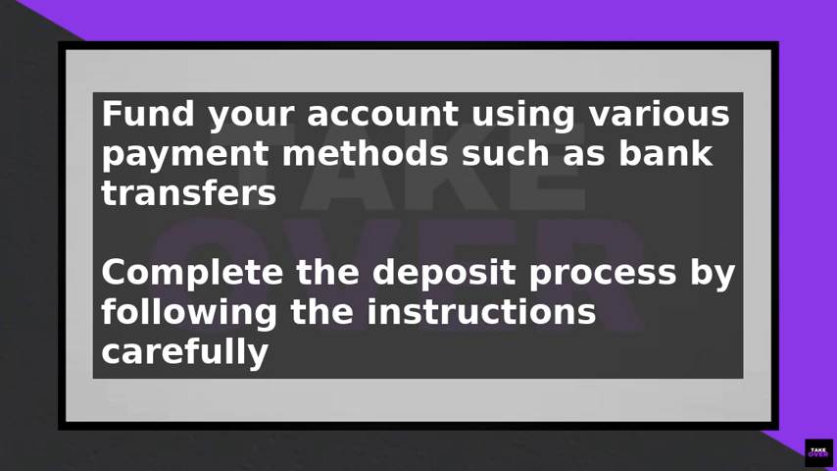It is essential to understand the different types of orders available on Kraken, including market orders, limit orders, and stop-loss orders. A market order is executed immediately at the current market price, while a limit order is executed at a specified price. A stop-loss order is used to limit your losses if the market moves against you.